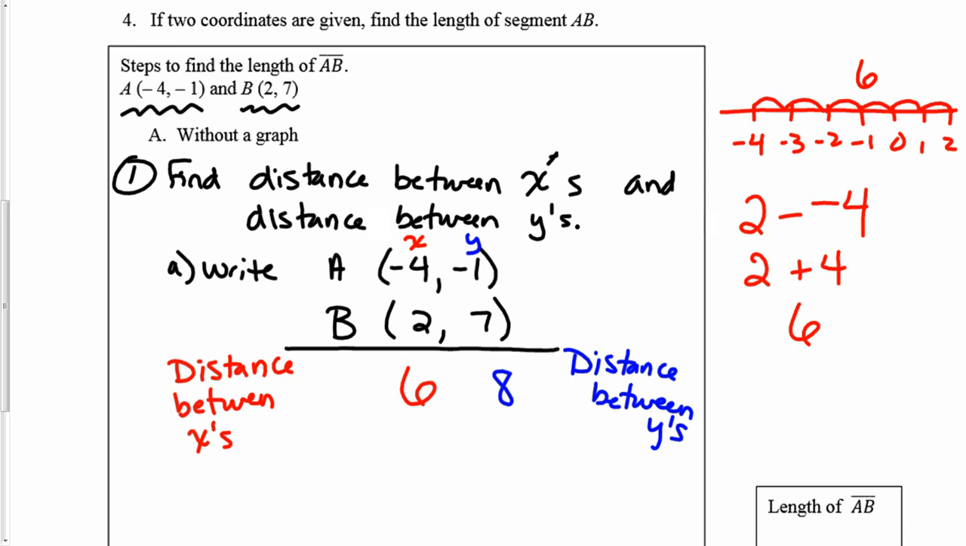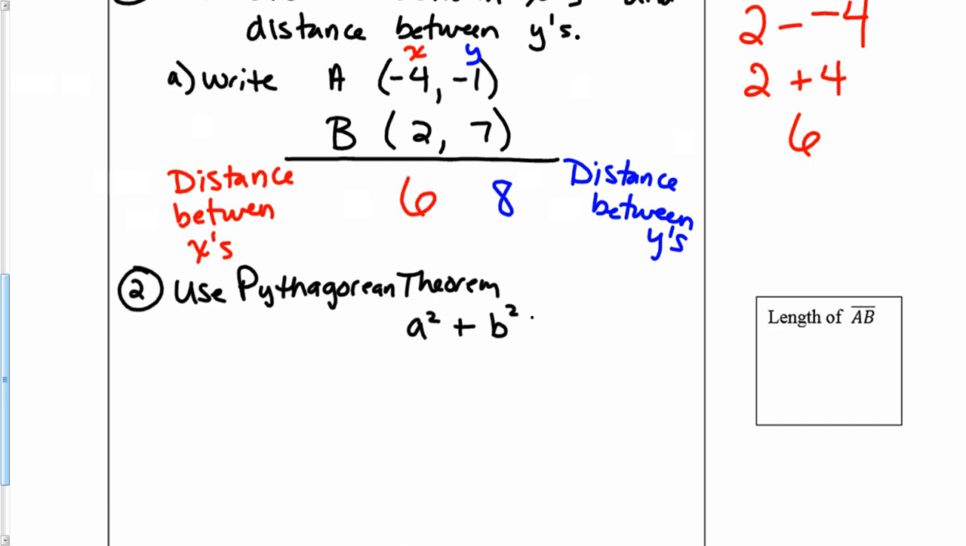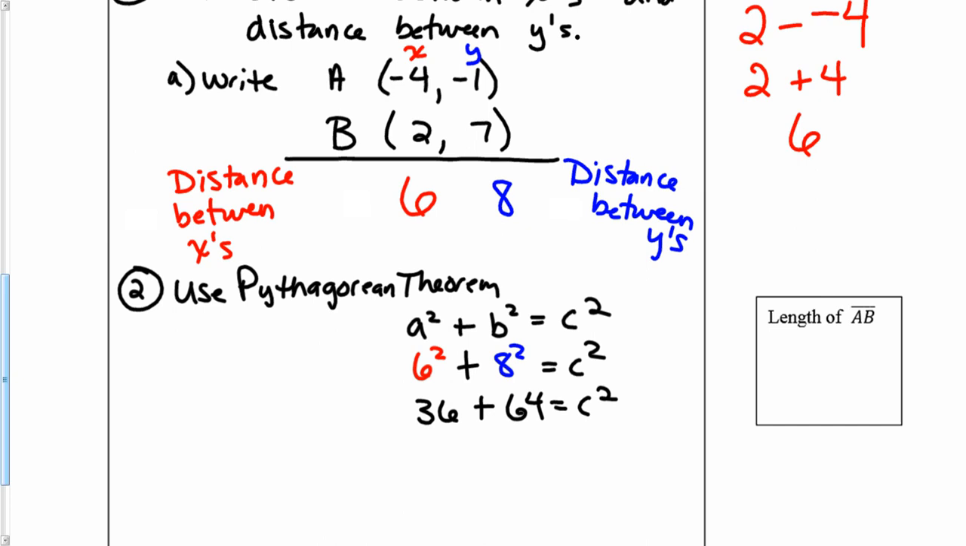So all we're going to do now is use Pythagorean Theorem. So step 2, well, step 2 is really find the distances, but step 2, we're going to use Pythagorean Theorem. I'm going to scroll a little bit, and we have a squared plus b squared is equal to c squared. And in this case, my a is 6, and my b is 8, and that is equal to c squared. And 6 times 6 is 36, and 8 times 8 is 64. I feel like we've seen this before. If I add that, I get 100. And c is the square root of 100, which is otherwise known as 10. So the length of AB is 10.